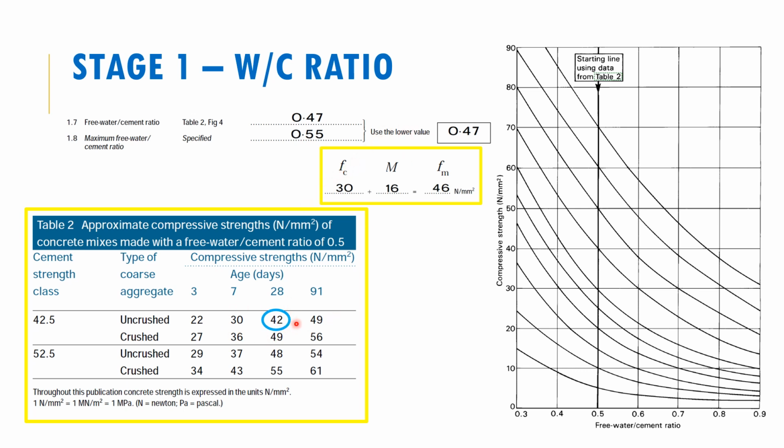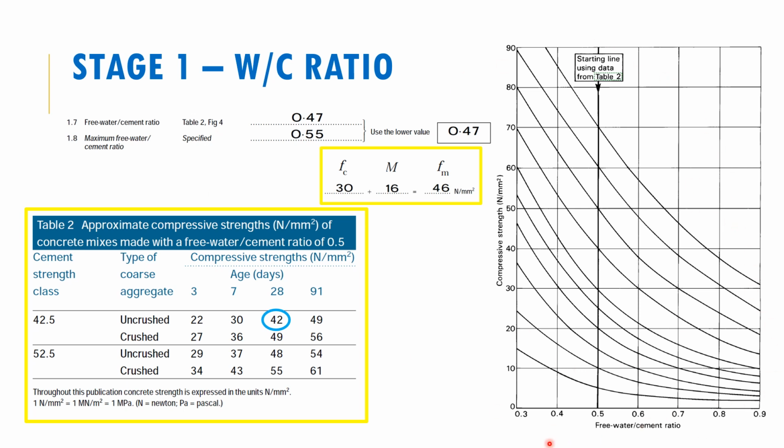So that's the first step. This is the compressive strength of 42 that you would obtain if you were to use a water to cement ratio of 0.5. Now, this is the information that we extracted from table 2. We need to utilize figure 4, and figure 4 is what you see in front of you over here.